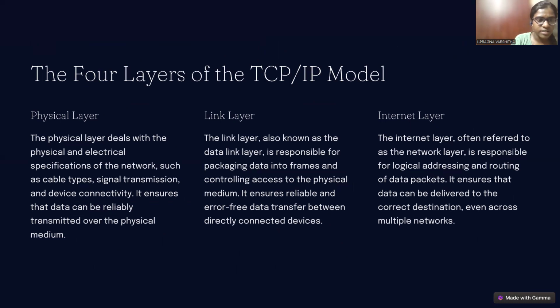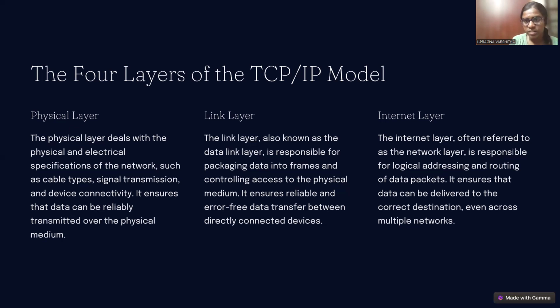First one is the physical layer. The physical layer deals with the physical and electrical specifications of the network, such as cable types, signal transmission, and device connectivity. It ensures that data can be reliably transmitted over the physical medium. Second one is the link layer. The link layer, also known as the data link layer, is responsible for packaging data into frames and controlling access to the physical medium. It ensures reliable and error-free data transfer between directly connected devices.